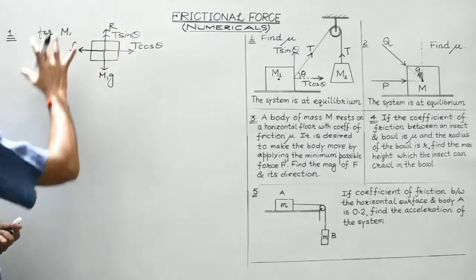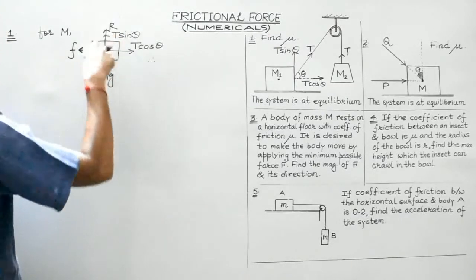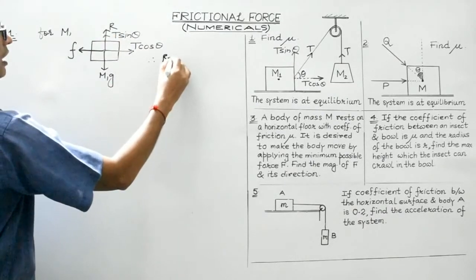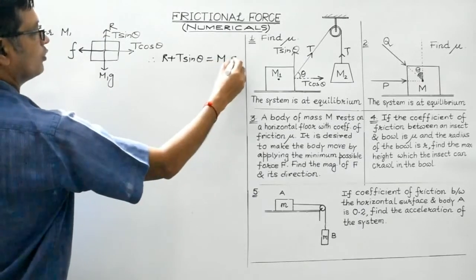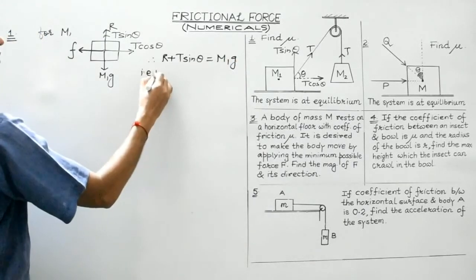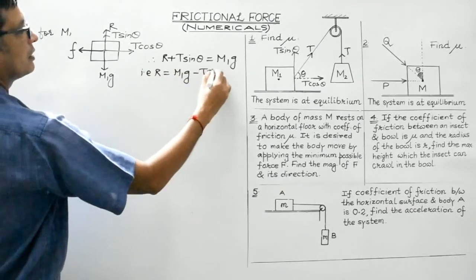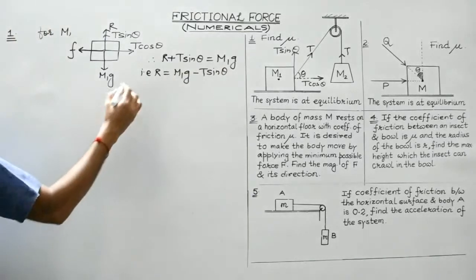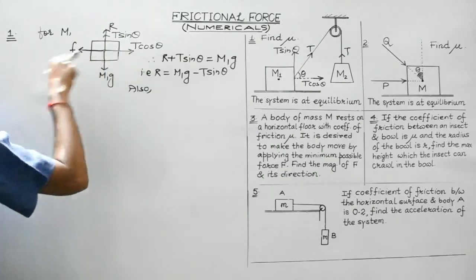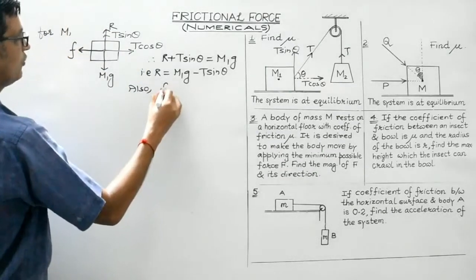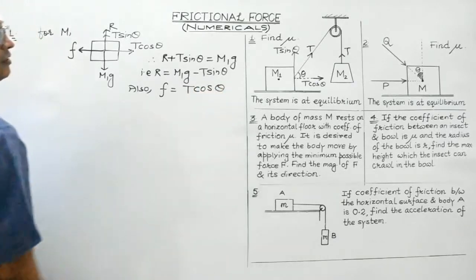Okay. Now the net force acting on this body is 0. Therefore, net upward force is 0. Therefore, the net upward force R plus T sin theta should be exactly balanced by the net downward force. That is, R is equal to M1g minus T sin theta, isn't it? Also, the net force along the horizontal direction is also 0. So, frictional force must be equal to T cos theta, right?